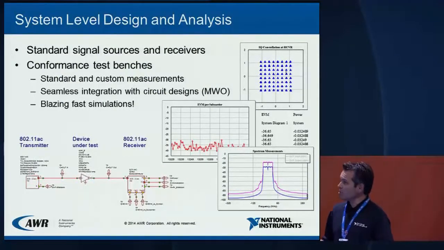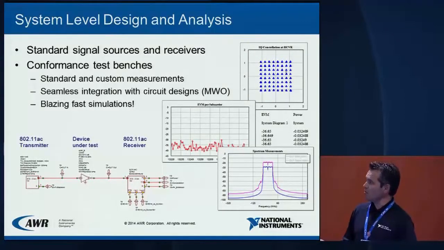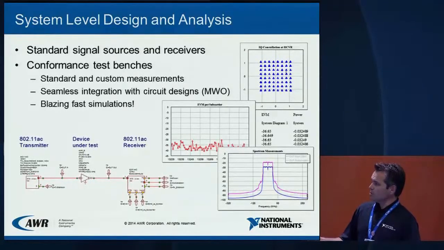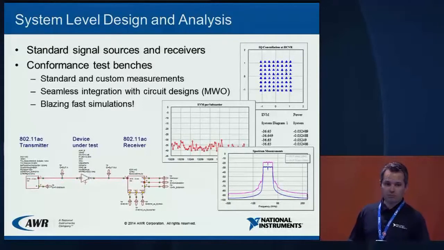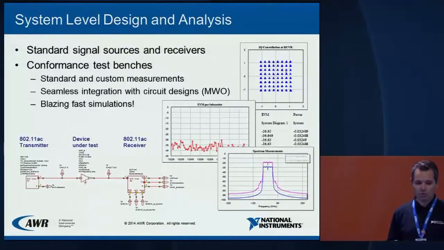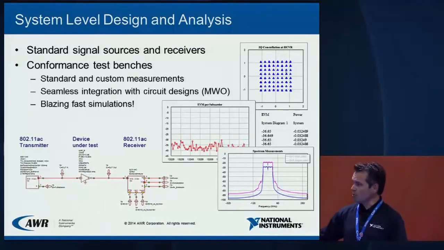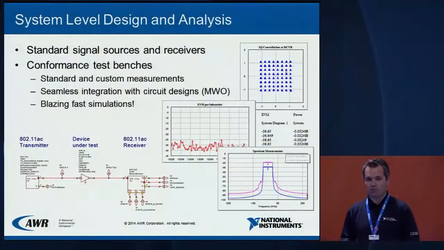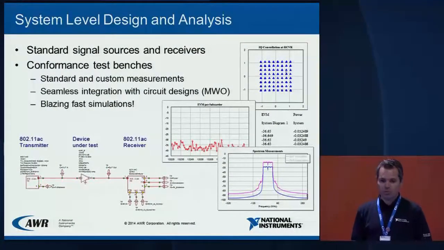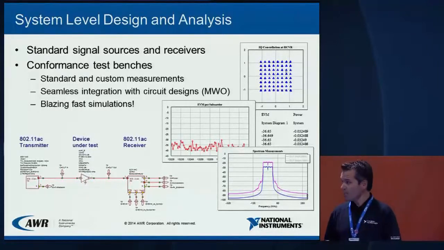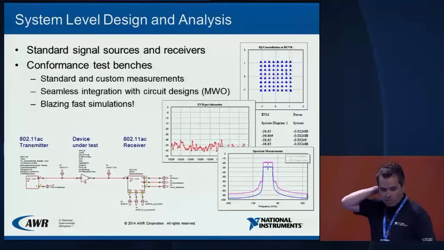This is just a simple example of our design and analysis at the system level, where we are able to take advantage of the same library, the same toolkit that National Instruments uses in their hardware, and we are pulling that toolkit into the simulation models. We're able to perform any system level measurements by using the same exact library or toolkit that we'll be using down the line in hardware prototyping.